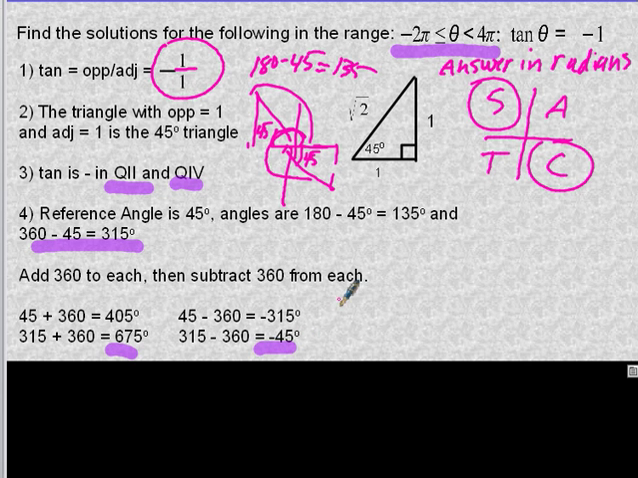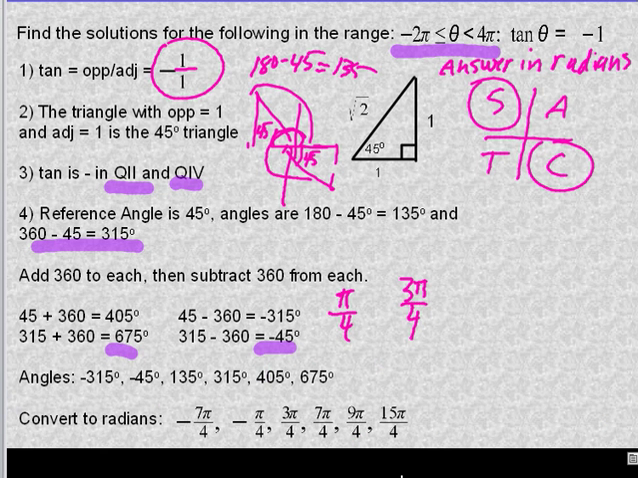So I do remember that 45 is pi over 4. If I look at my base angles, I know that 135 is going to be 3 pi over 4. And 315 is how many pi over 4? Is that 7 pi over 4? Yes, 7 pi over 4. The others are a little bit harder to do. I have negative 315, so that's going to be negative 7 pi over 4. Negative 45 is just negative pi over 4.